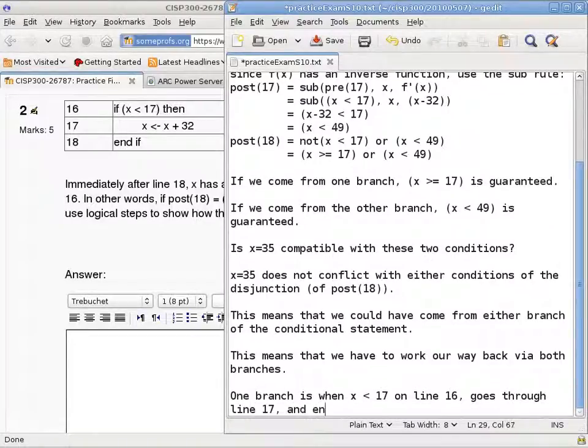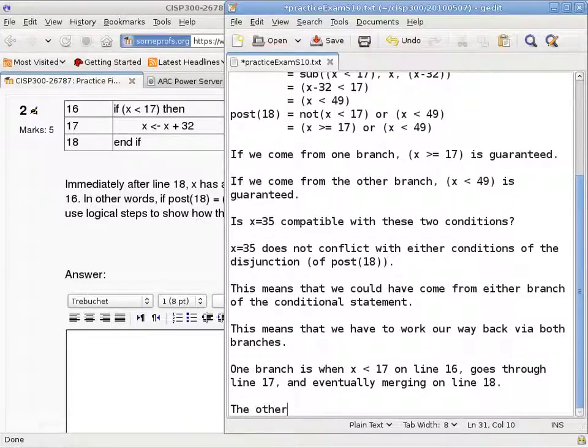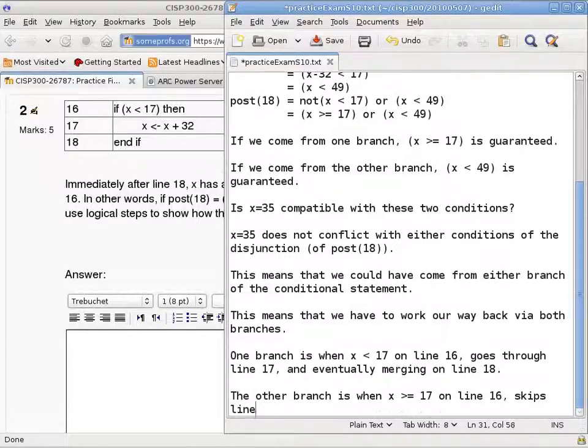The other branch is when x is greater than or equal to 17 to begin with on line 16, skips line 17 and merges on line 18. Right? Those are the two possible ways to get here, now that we know that x equals 35 does not conflict with either of the conditions. Well, how is that helping me?